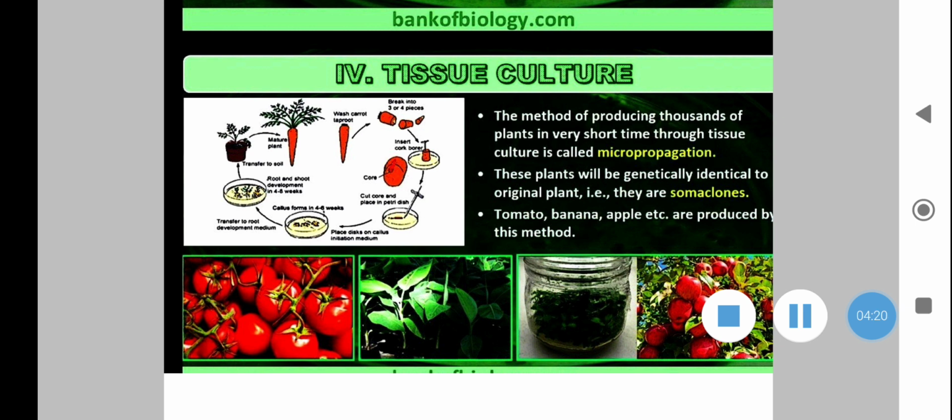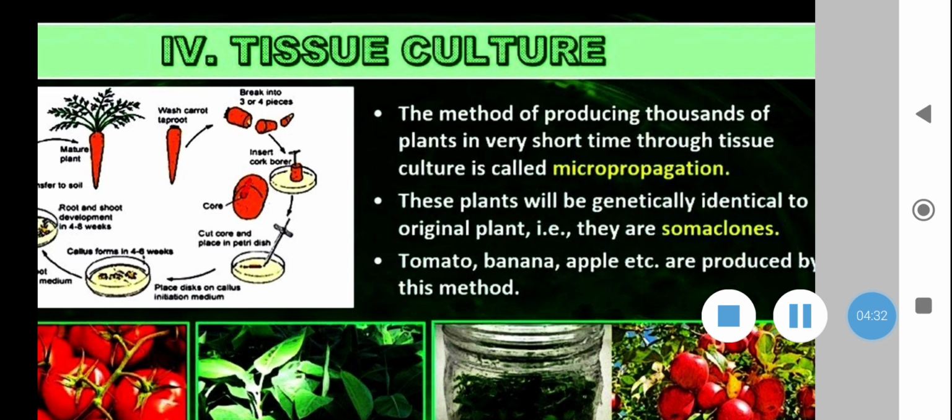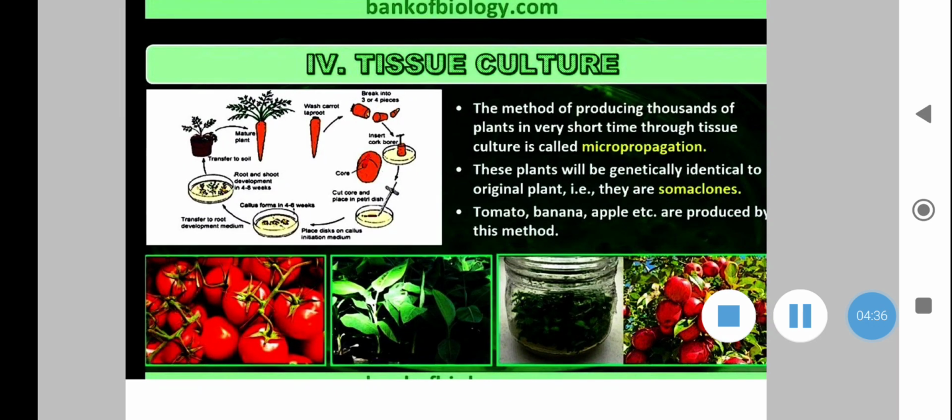There are some advantages of the micropropagation process. Micropropagation means what? It is also known as clonal propagation, in which many copies of plants, many varieties, thousands of plants are produced in a very short time. Okay, so there are some advantages.